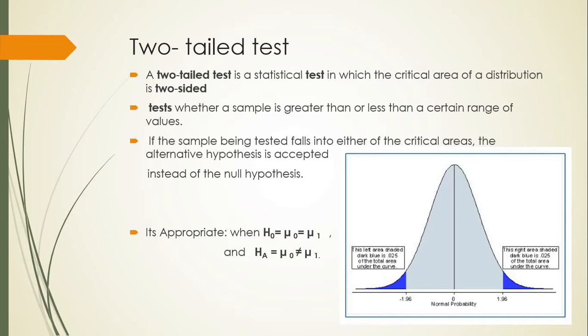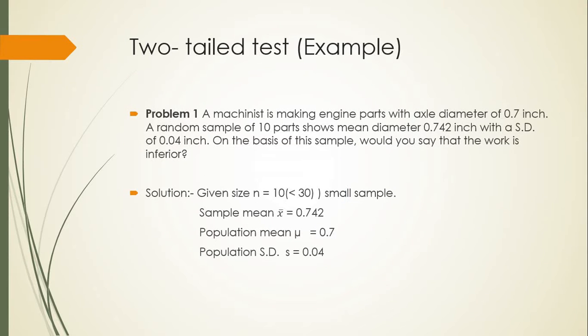A two-tailed test is a statistical test in which the critical area of distribution is two-sided. It's on both sides. It tests whether a sample is greater than or less than a certain range of values. It tests both sides, both the tails. That's why it's called two-tailed. If the sample being tested falls into either of the critical areas, the alternative hypothesis is accepted instead of the null hypothesis. It is appropriate when the null hypothesis is mu0 equal to mu1, and the alternate hypothesis is mu0 not equal to mu1. Then we use a two-tailed test.